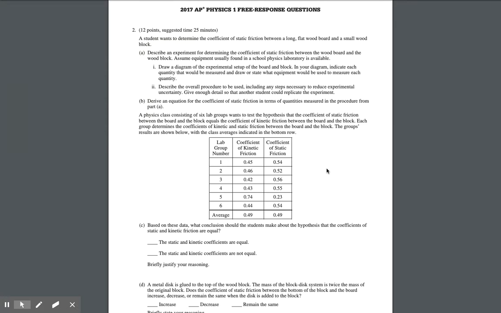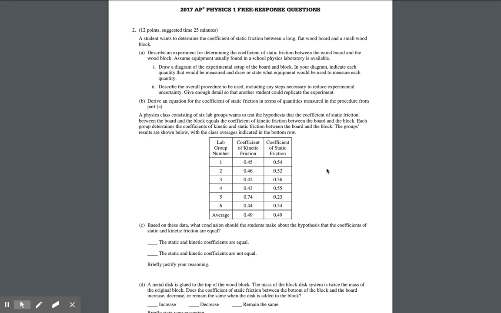Okay, so I'm going to read the question to you. So this is from the 2017 exam. A student wants to determine the coefficient of static friction between a long, flat wood board and a small wood block. Okay, so determining coefficient of friction.